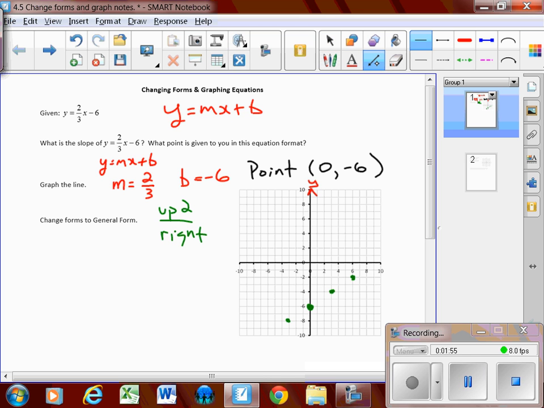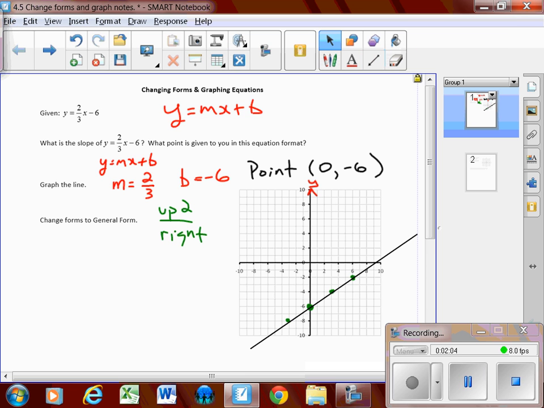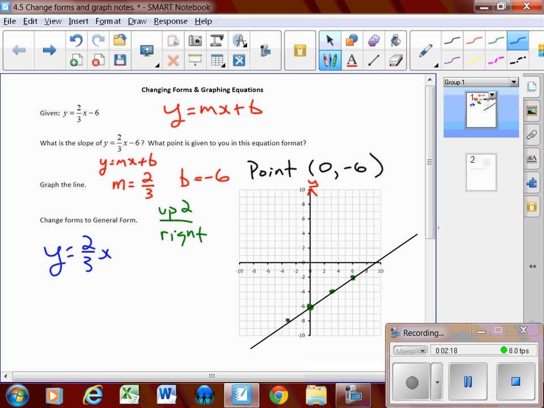So let's just take our rulers and draw a line that goes through these points. I need to straighten this up a little bit. But there's my equation, the line that has a slope of 2/3 and goes through the point (0, -6). So the next thing we want to do is take our equation, which is y equals 2/3 x minus 6, and change this back into the general form, the form that we've been working with the most, ax plus by plus c equals 0.